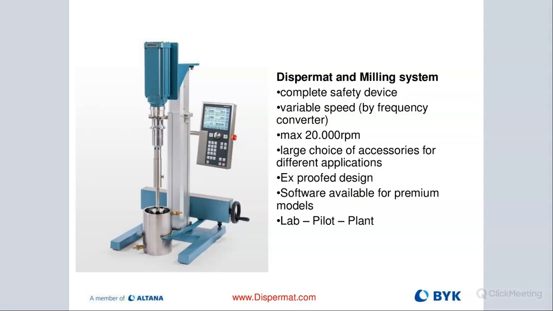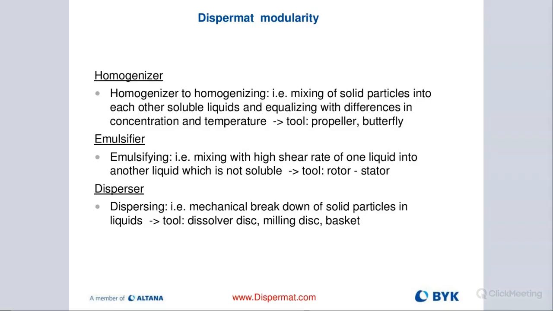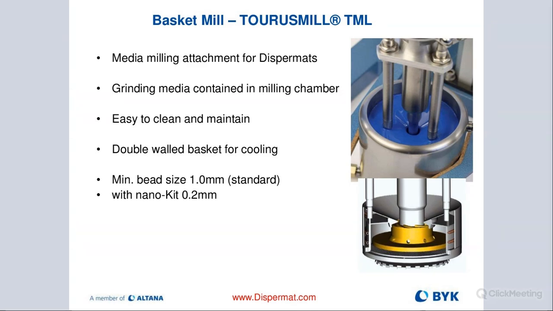And then also some customers prefer explosion-proof designs. If they're running solvent-based materials, we have that. We also have, for our premium model that you can see right there, the software options for downloading or storing the data, giving batches a name, or storing it by product ID. And we have that available for lab, pilot as well as manufacturing. So the modularity means I can have one disperser that can function as a homogenizer, emulsifier, and disperser. That allows me then to also mill. So with that, let's talk a little bit more in depth about the different milling systems.